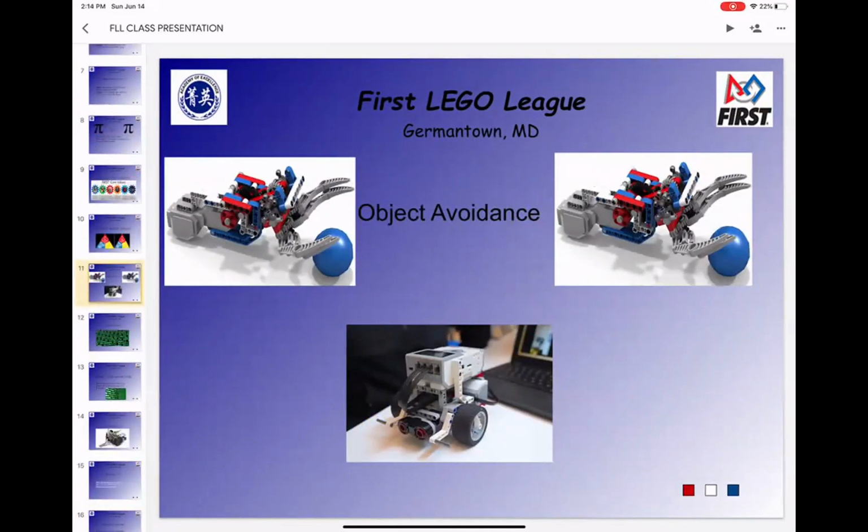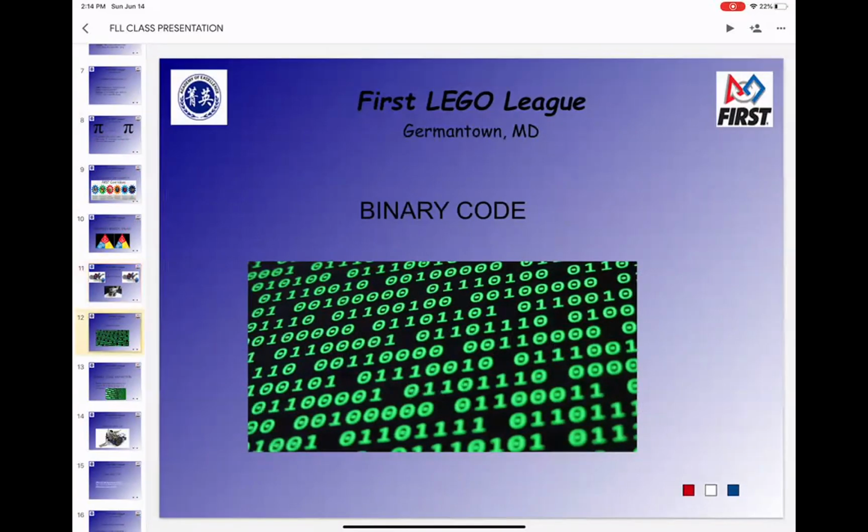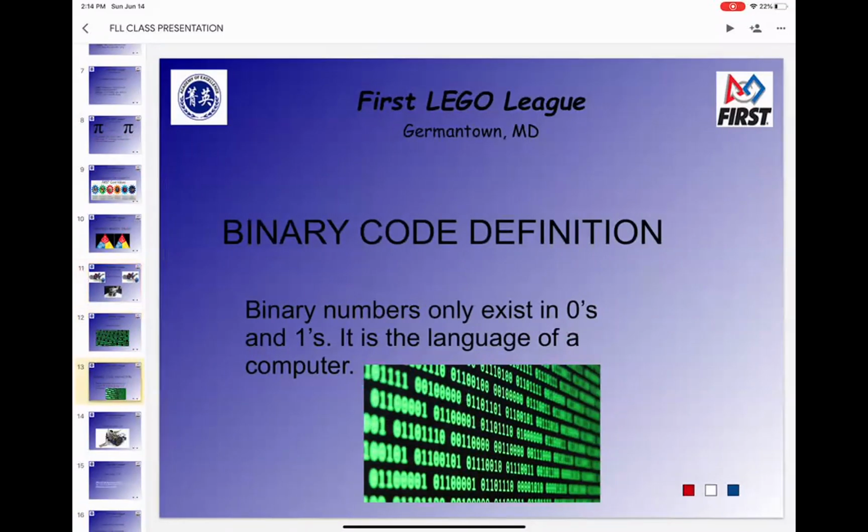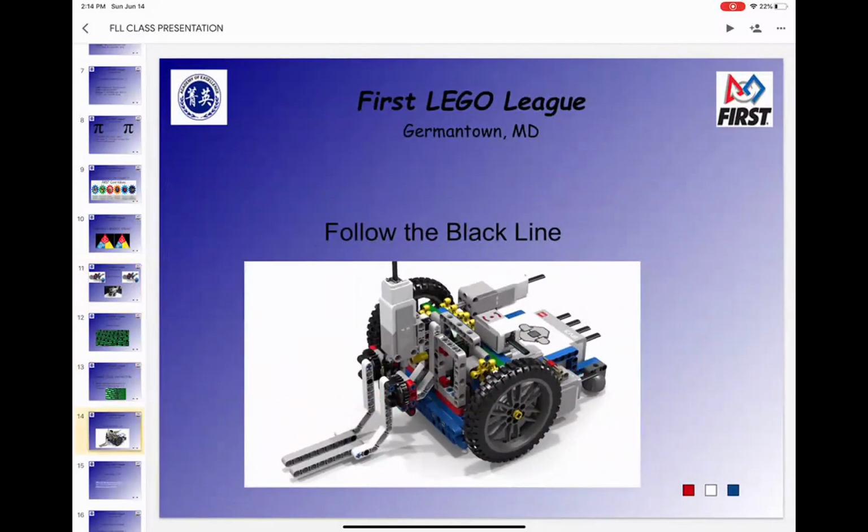And then object avoidance, because I understood what the robot did, avoiding objects became easy, and that's innovation. So binary code, I learned that binary numbers only exist in zeros and ones, the language of a computer. I just thought that was fascinating, so I wanted to include it here. So, follow the black line. This one was pretty hard for me, but I pushed myself till I got a decent score at least.